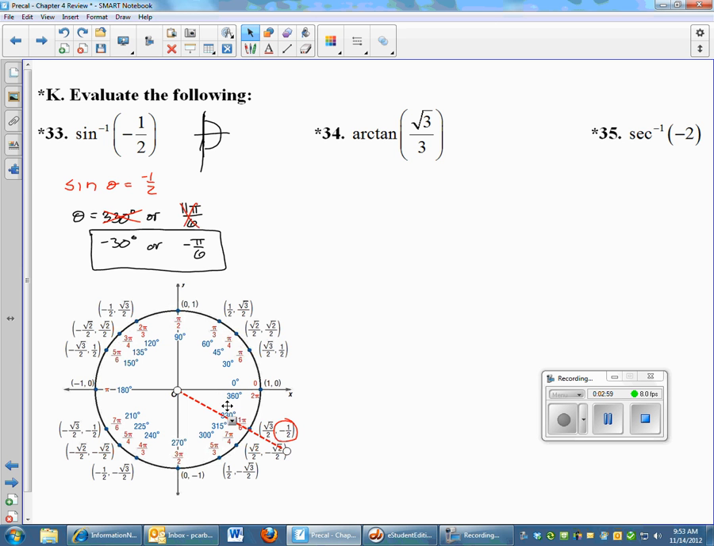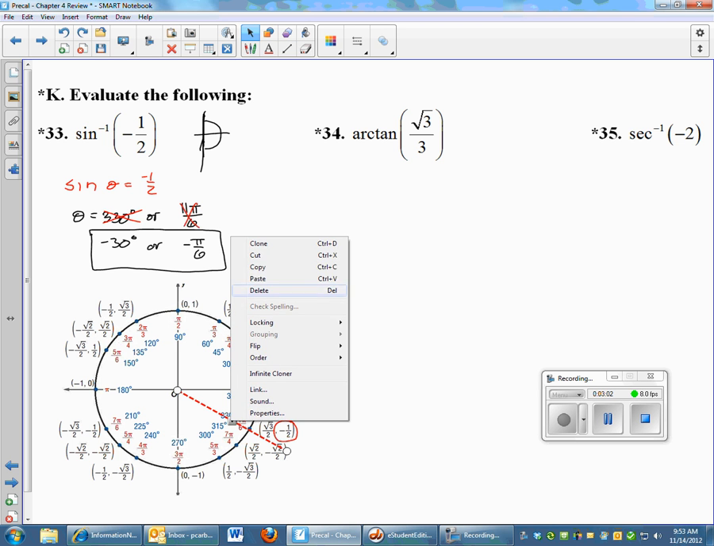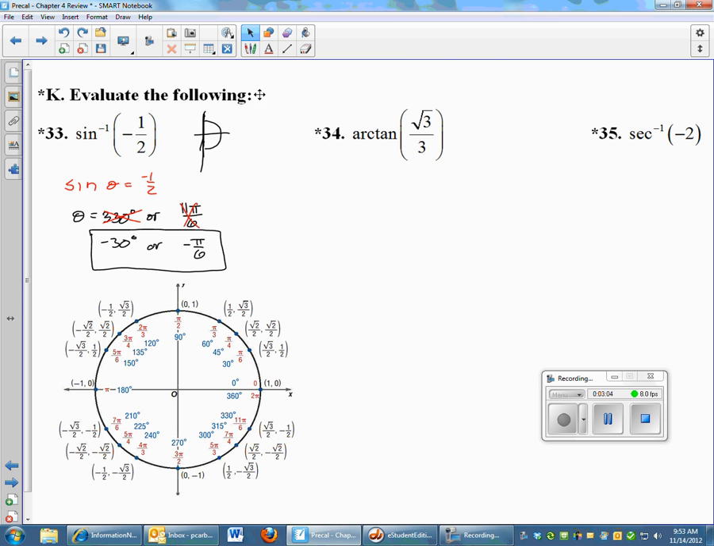So keep that in mind when you're answering these questions. And let's see, number 34. Inverse tangent is one of my least favorite ones because it's not as easy. Again, the restriction for inverse tangent is the same as the restriction for inverse sine. We're going to look on the right side of the circle, and I need tangent to be positive √3 over 3. So I need tangent of some angle to be positive √3 over 3. Tangent is going to be positive in the first quadrant because you are dividing a positive y by a positive x. And it's really just a guess.